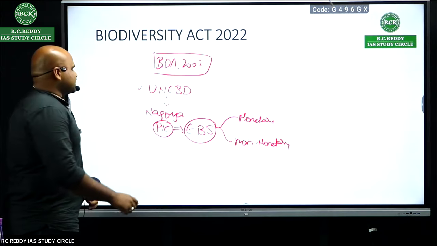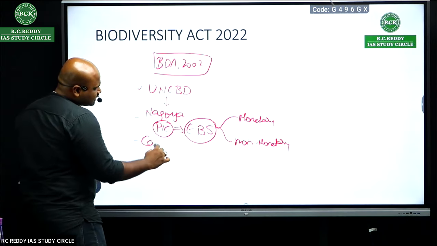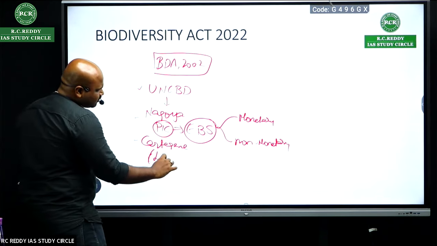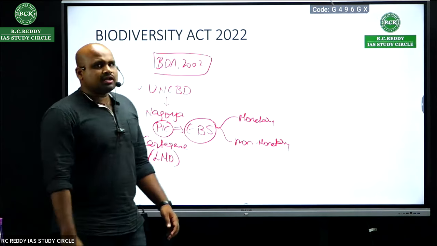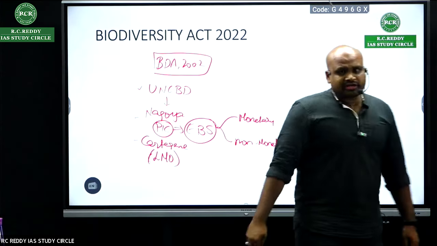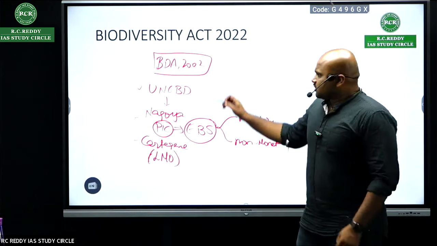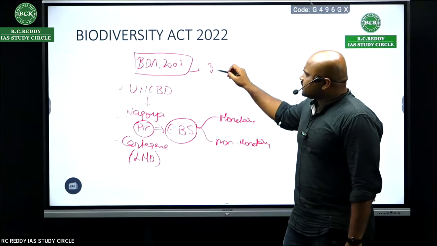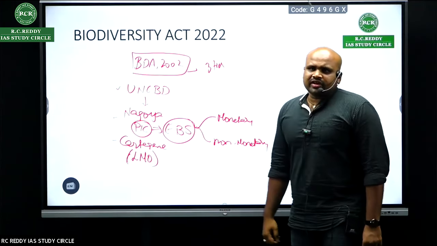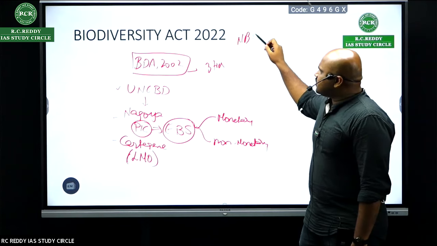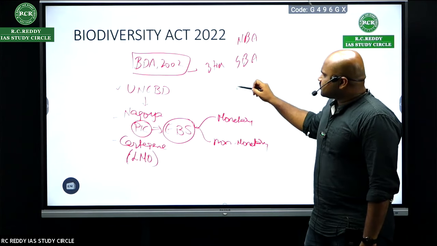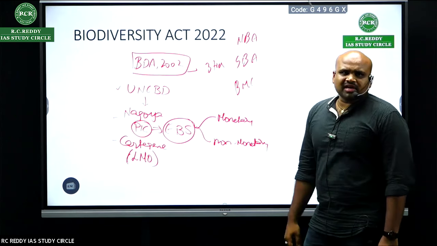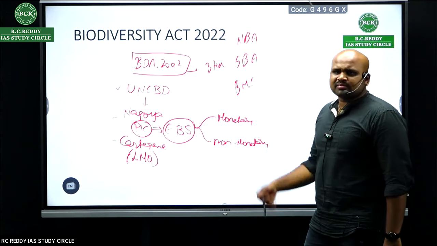Once I understand this basic dimension, I also see an extended version of this, the Cartagena Protocol. It talks about the restricted transboundary movement of LMOs. What are LMOs? Living modified organisms. That is one fundamental thing you'll have to see. Apart from that, the BDA creates a three-tier structure: NBA, SBA, and BMCs, the Biodiversity Management Committees.